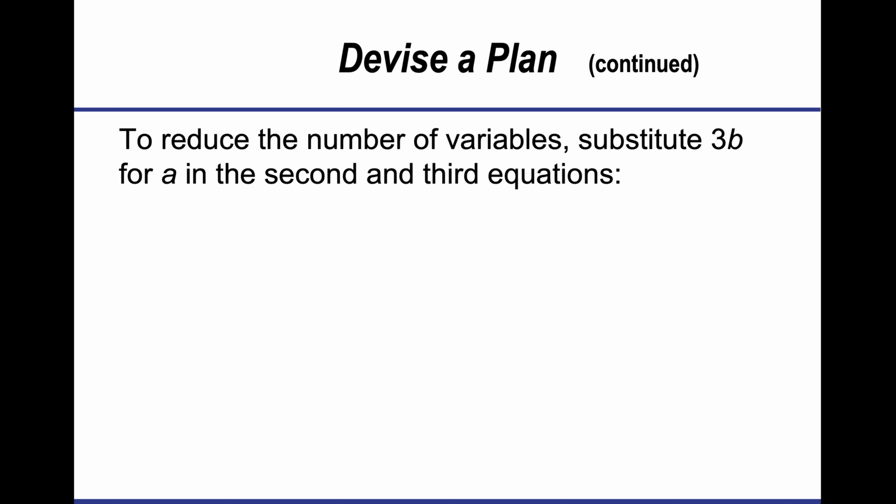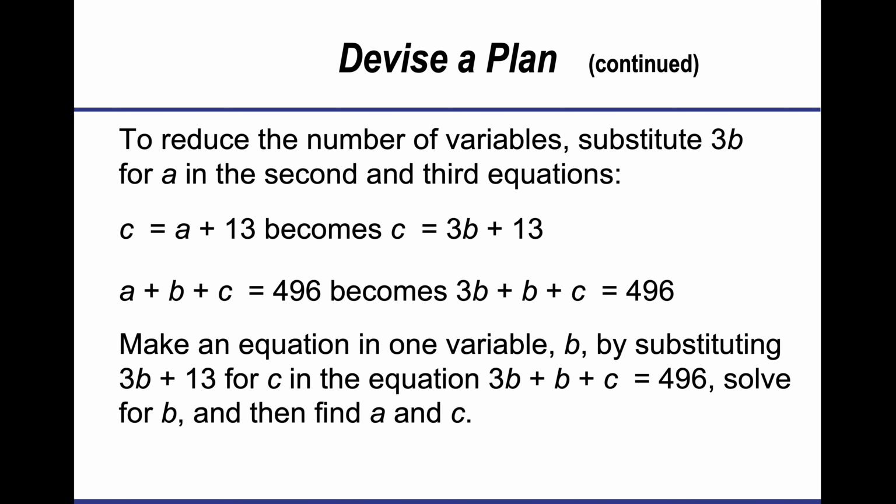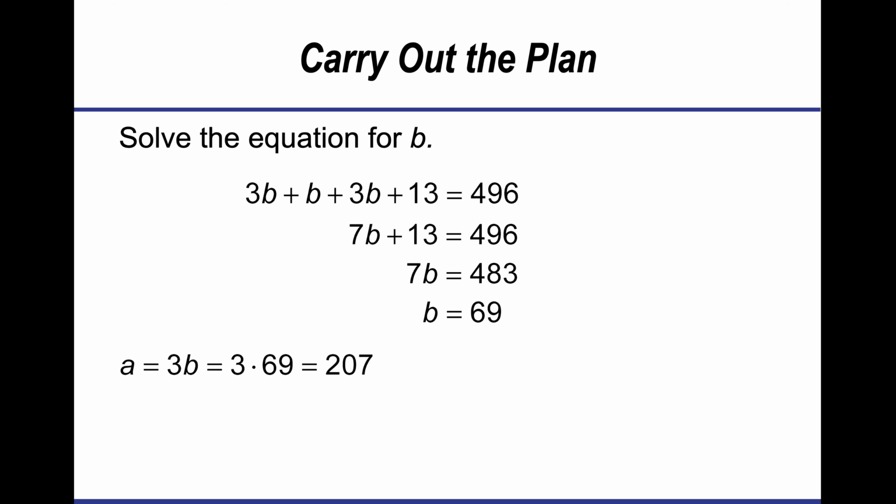So if I want to reduce the number of variables, I can actually substitute Abby's amount with that 3b. And then when I add them together, it would become 3b plus b plus c equals 496. If I want to convert it over to one variable, well, then I know Connie was 13 more than Abby. Abby is 3b, so I'm going to add 13 to 3b, and that's what generates the equation at the bottom. Then I'm going to carry out my plan, combine like terms, subtract 13, divide by 7. There's my answer. Is my answer going to be reasonable?